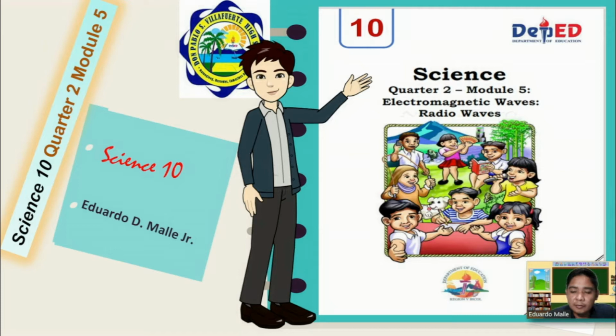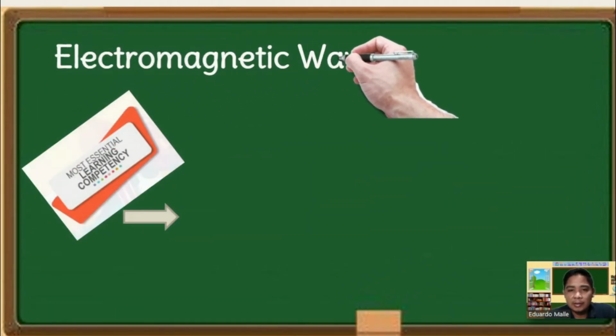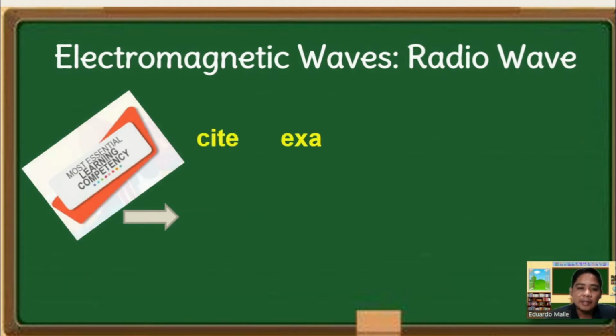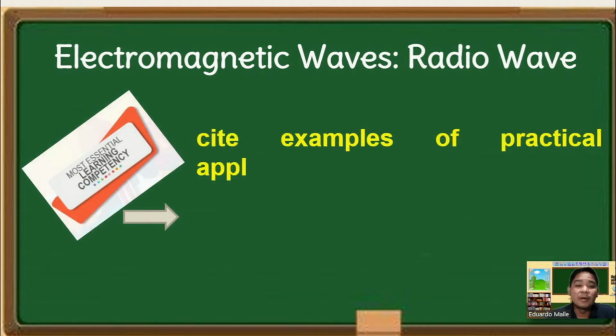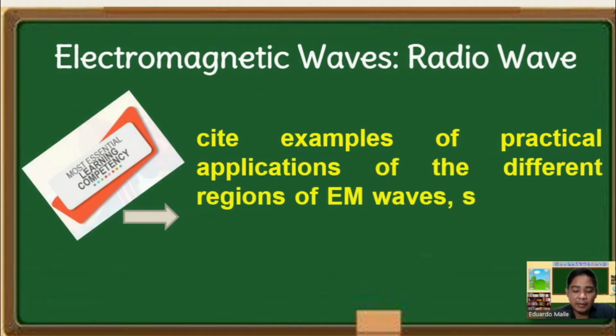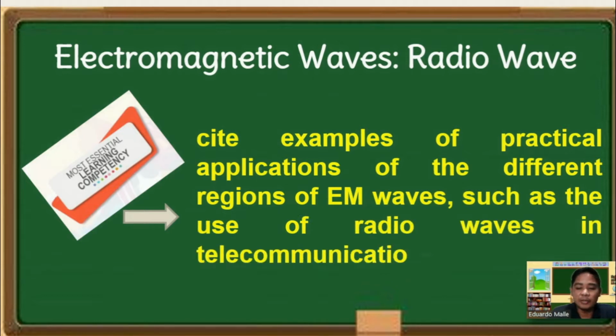And today we are going to tackle Science Quarter 2, Module 5, which is the topic of electromagnetic waves. We are going to focus more on the discussion of the application of radio waves as part of the electromagnetic wave spectrum family. And for our most essential learning competency, cite examples of practical applications of the different regions of electromagnetic waves, such as the use of radio waves and telecommunications.